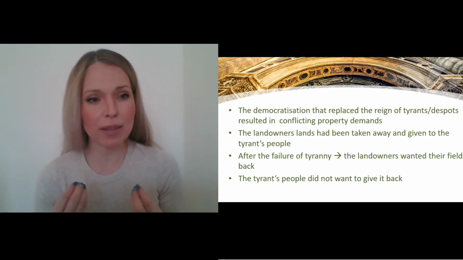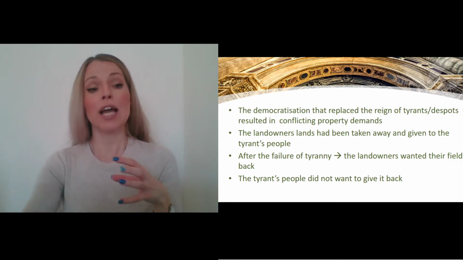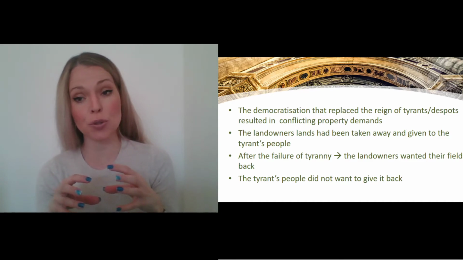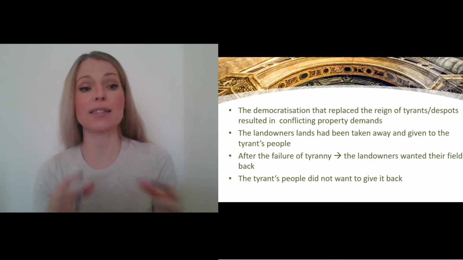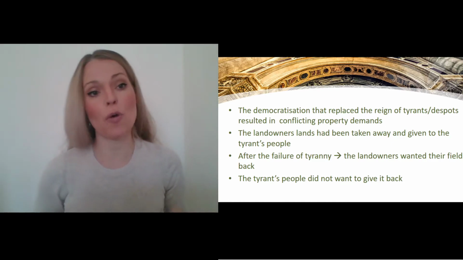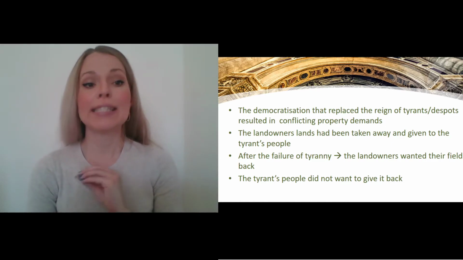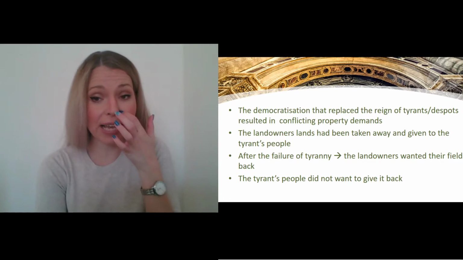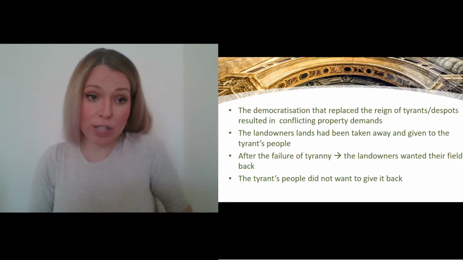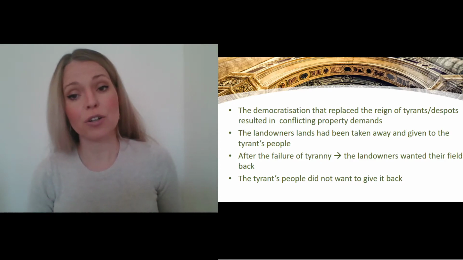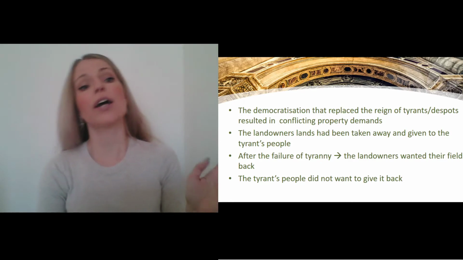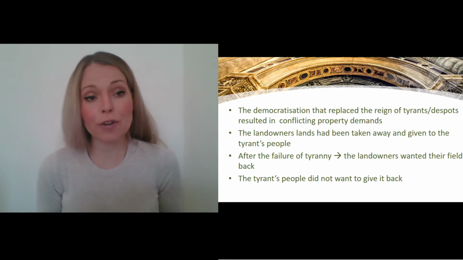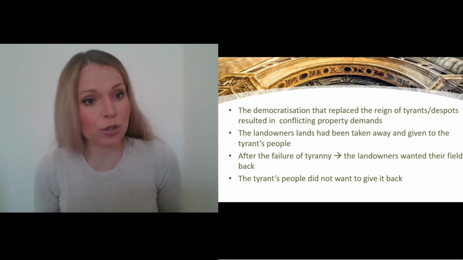Okay, same thing happened in Hungary when we had the Communist Party, took the lands, took the houses, took everything of the peasants and the intellectuals, and then gave it to their own working class, party member friends, and people who were supporters of them. Same thing happened in Greece. Now the landowners and their lands had been taken away and given to the tyrant's people. And after the failure of the tyranny, maybe the tyrant died or got sent away or got executed or something, in very lucky cases, the landowners wanted their fields back, which belonged to them for centuries, or to their families.